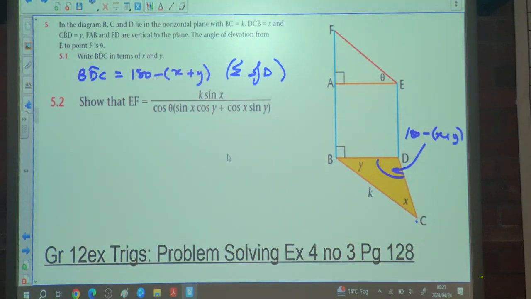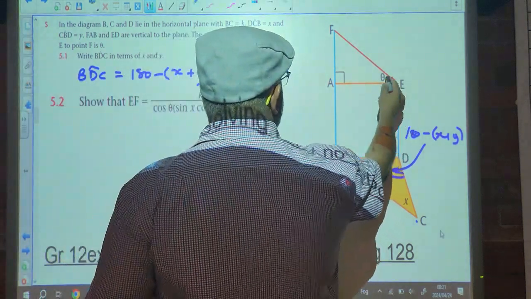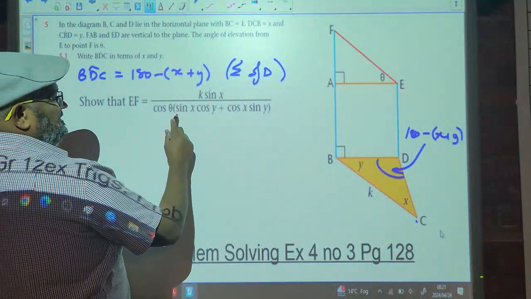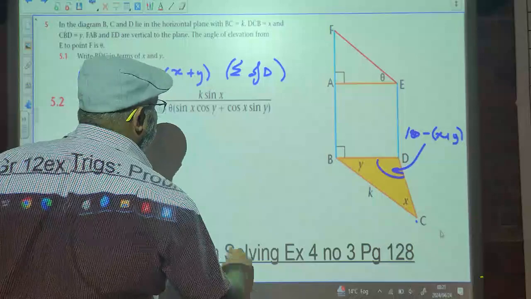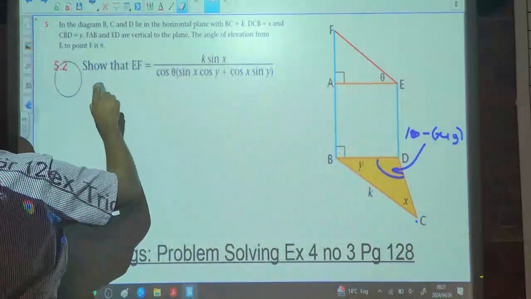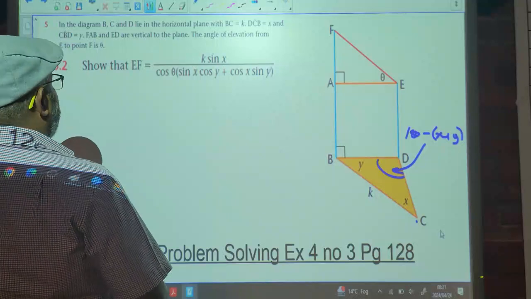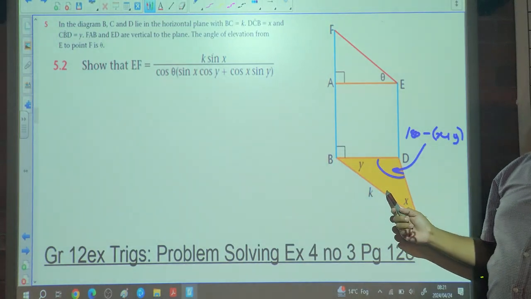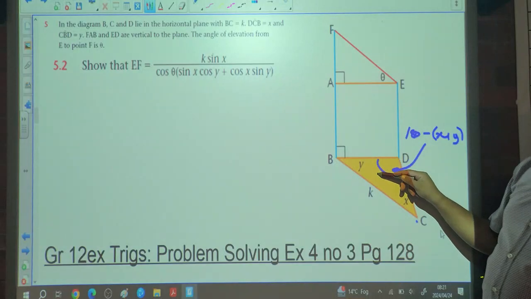Next question we are asked to show that EF is given by K sine X over cos theta into (sine X cos Y plus cos X sine Y). Alright, as you can see that is already on the diagram, so I don't need more space here. So when we start, EF is lying far from X and Y. Can you see that, people? So I need to make a link between that triangle and this triangle.